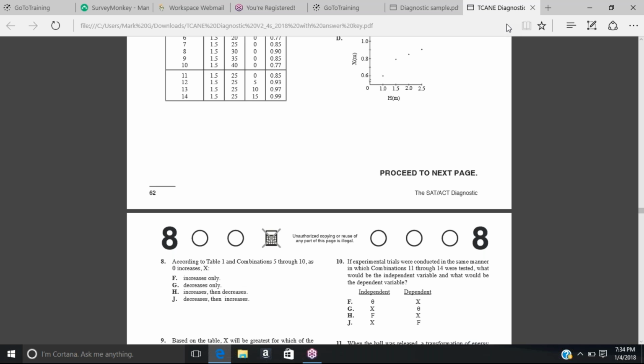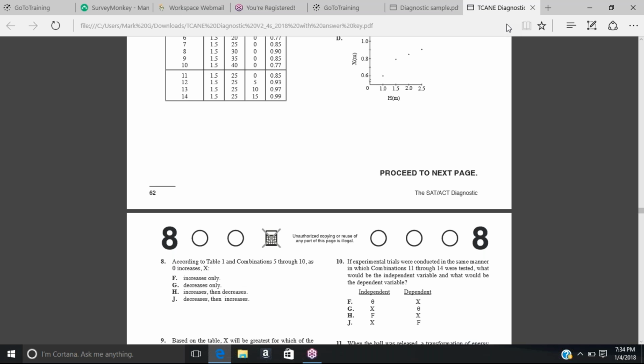The dependent is the thing that is a result. The independent is what you get to change. It changes according to how you manipulate the experiment. So in 11 through 14, we can see no change in the second column. It's always 25. No change in the first column. It's always 1.5.